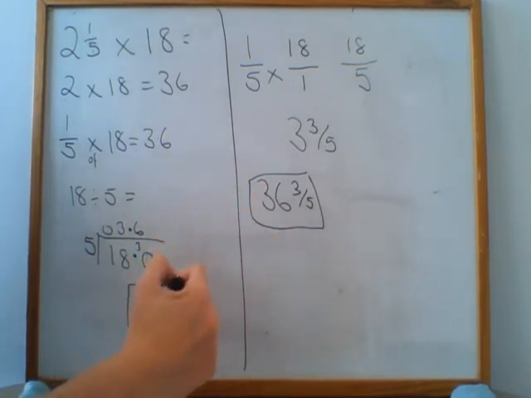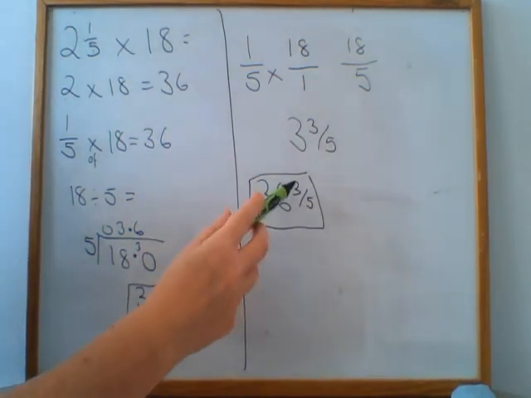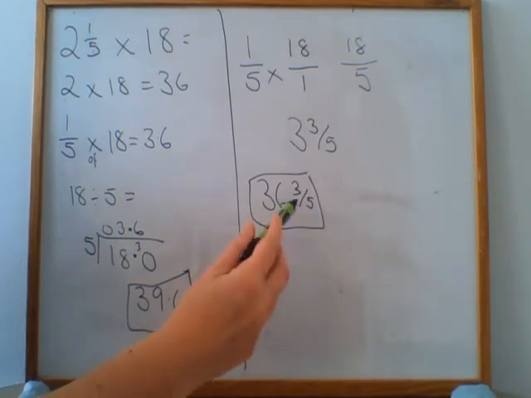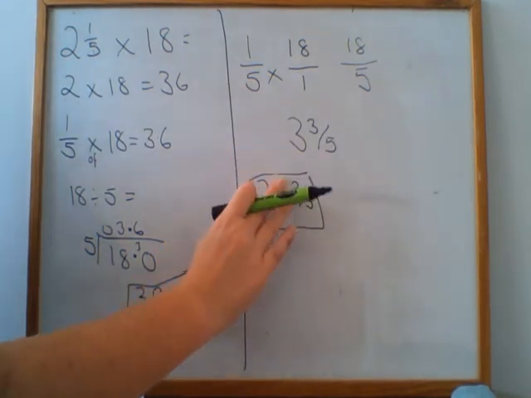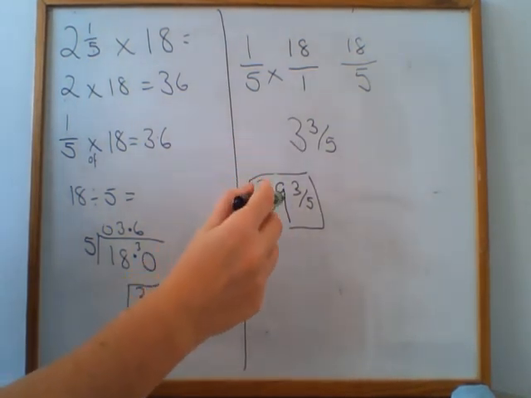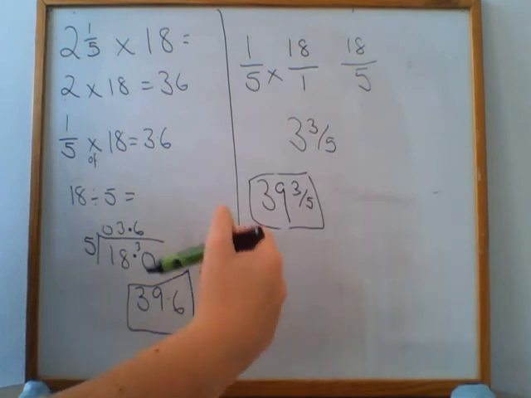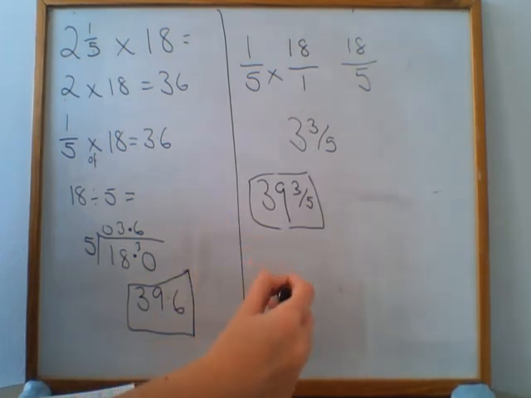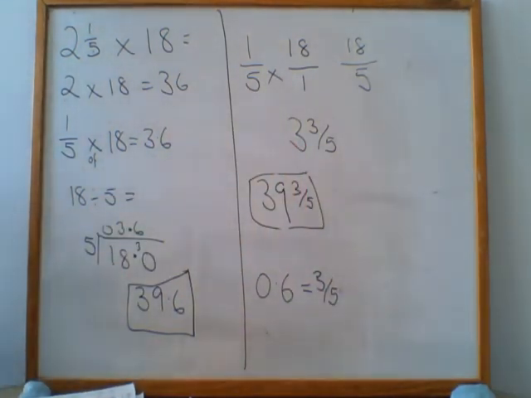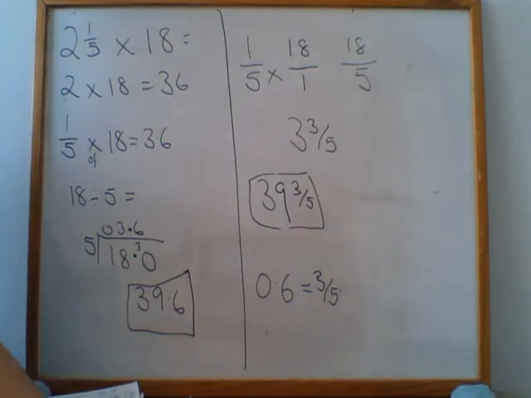Okay, so 36 and 3/5, or 39.6. They are the same answers, two different ways to work it out. 3/5 is the same as 0.60. It's the same as 0.6. So these are 39, not 33, because I didn't add my 3 on. 39 and 3/5 is the same as 39.6. 0.6 as a decimal equals 3/5. They are the same, okay? Two different ways to get the same answer.